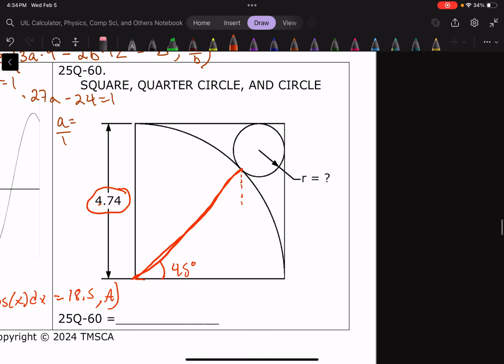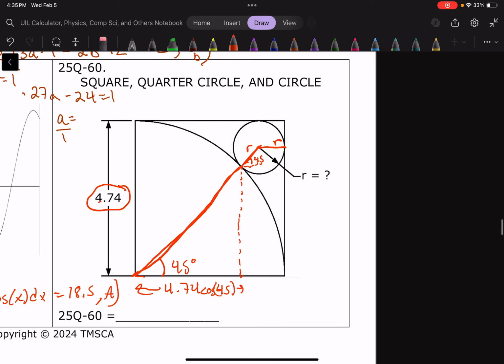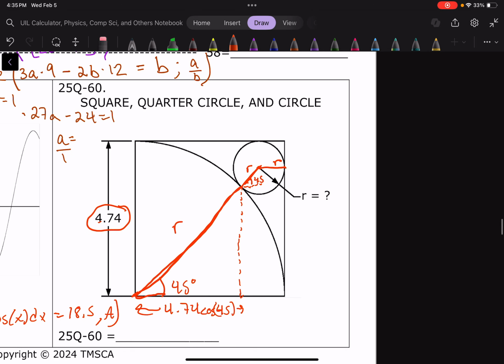4.74 times cosine of 45 is this distance right here. Okay, now to that, we are going to add r, and that angle is also 45 degrees. And then lastly, from here to here is another radius. So putting it together, r cosine theta plus, let me say that again.